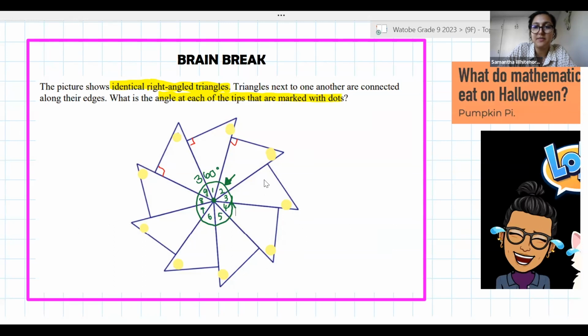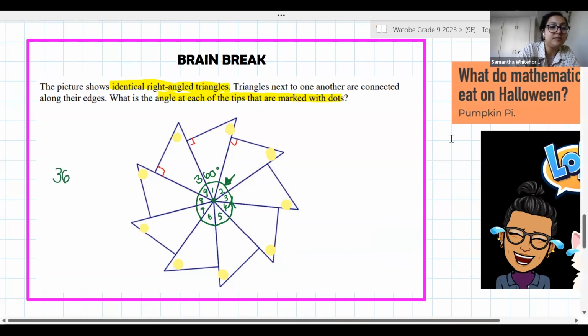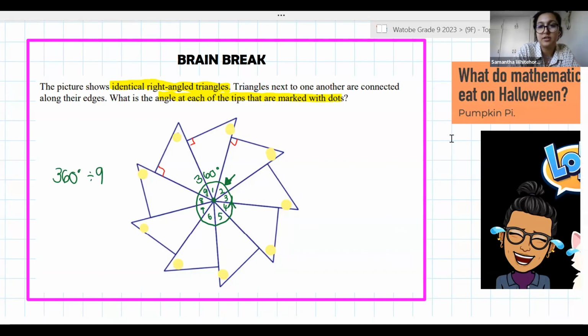Eddie, do you want to help us out? Ma'am, I'm not sure if I'm right, but I said it would be 45, because if you add it, you get to 360. Okay, so very close. I made the same mistake earlier just because I couldn't count how many angles. We would take 360 and we would divide it by the 9 angles. Do you agree?